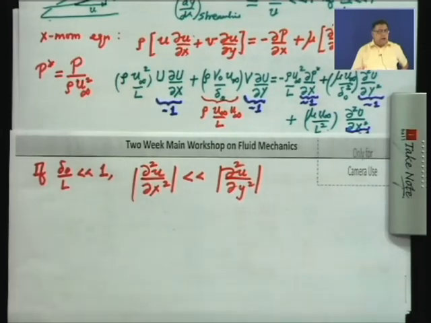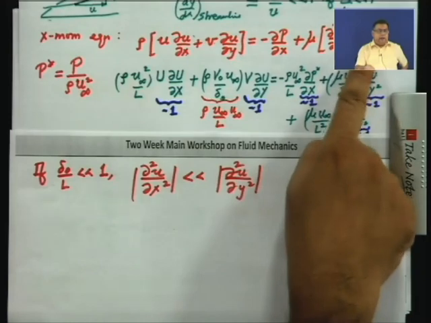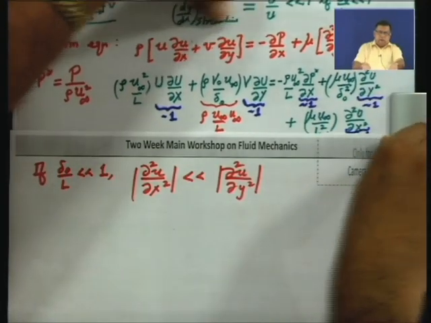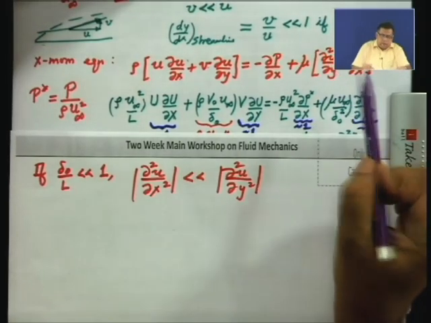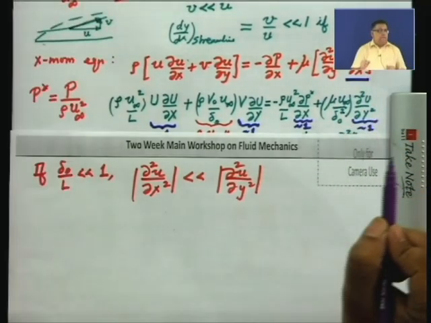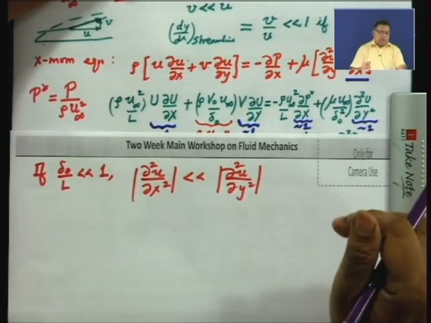Now, one particular simplification can be made if it is indeed true that delta naught by L is much less than 1: you can neglect this term in the equation. Now, what delta naught is, we do not know yet.